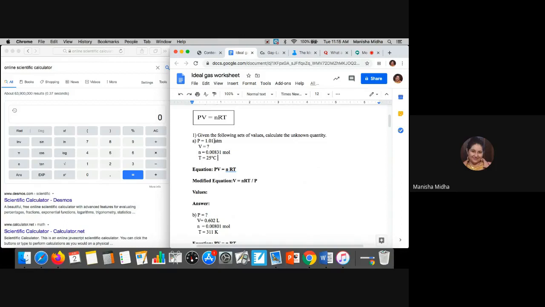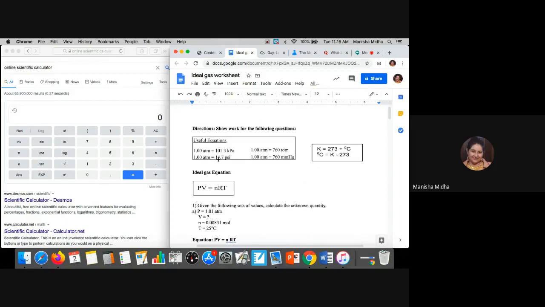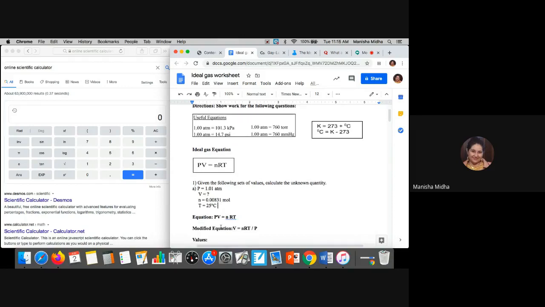Pressure should always be in atm. If it's not, you can use these equations to convert your pressure into atm. Temperature should be in Kelvin. If it is in degrees Celsius, you can turn it into Kelvin. I'll show you how. Right now it's 25 degrees Celsius. To turn the temperature into Kelvin, you have to add 273 to your value. So I'm going to add 273 to 25 degrees Celsius, and that gives me 298 Kelvin. So now we will use Kelvin. We will not use 25 degrees Celsius.